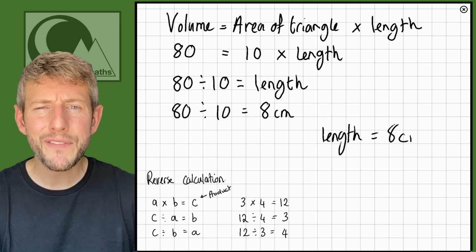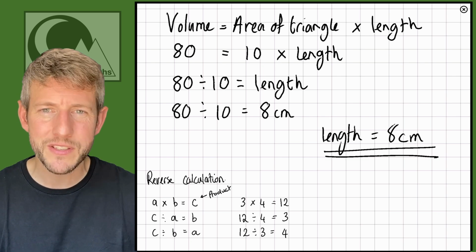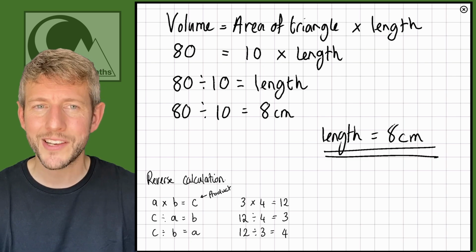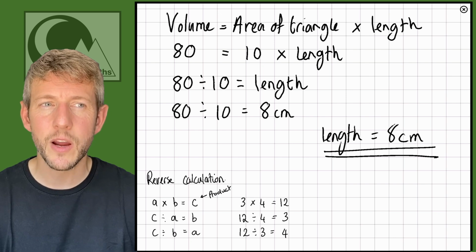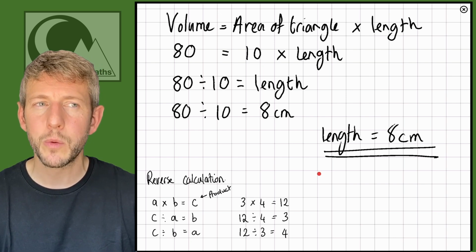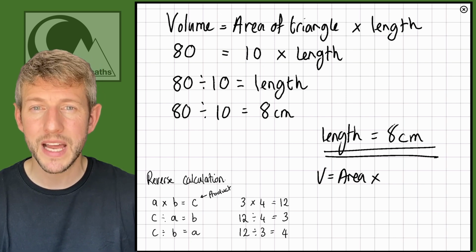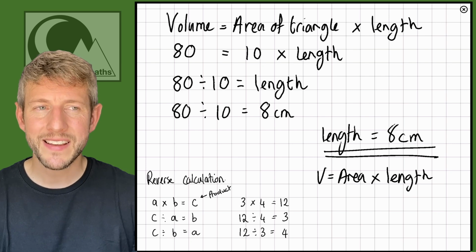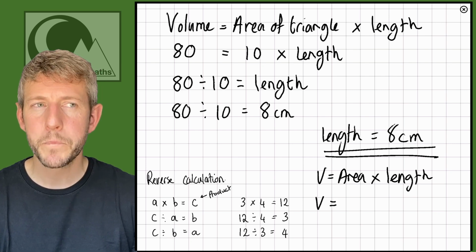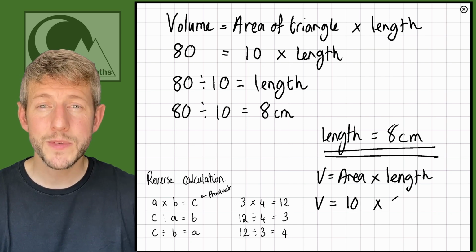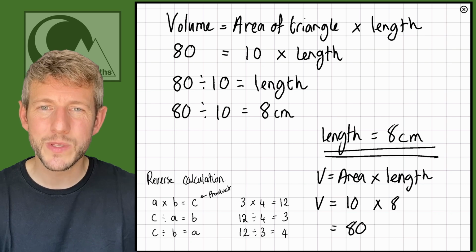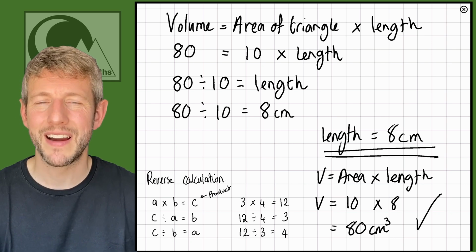And remember, if you're unsure of this, if you've got your divisions correct, you can always check by doing this again. So if we know that the volume equals area of the triangle times length, we can then test that out. So we can do 10 times 8, and 10 times 8 equals 80. So we know that this is correct.